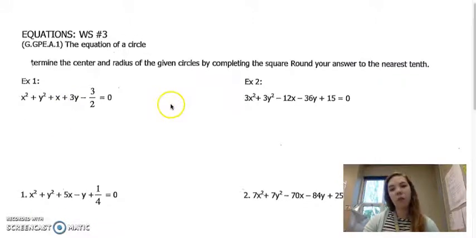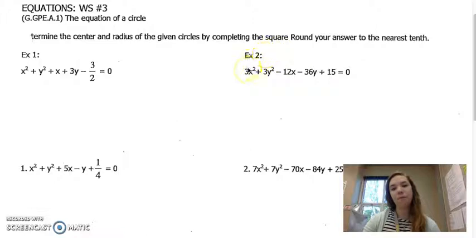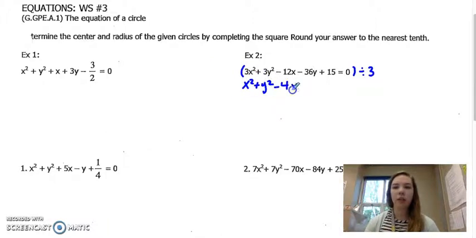On your homework, I just want to point out real quick, let's go ahead and do this example 2 problem. When you have a number in front of your x squared or your y squared, you need to get rid of it first. So I'm at the end on the top of worksheet 3 here. To get rid of the number in front of x squared and y squared, I'm going to divide the whole thing by 3. So you'd have x squared plus y squared minus 4x minus 12y plus 5 equals 0. You have to do that before you start. And then you can rearrange things so that you can complete the square.